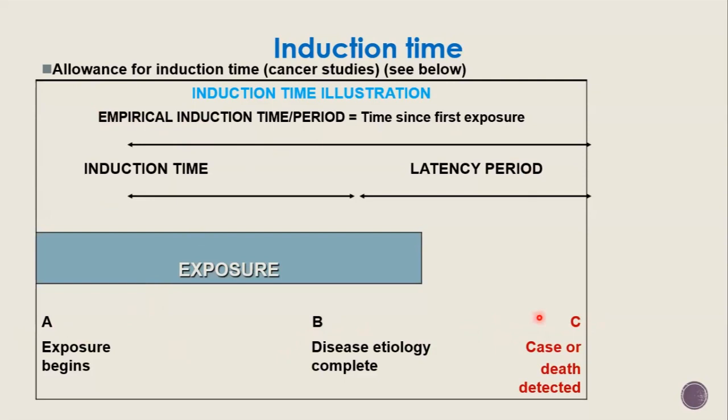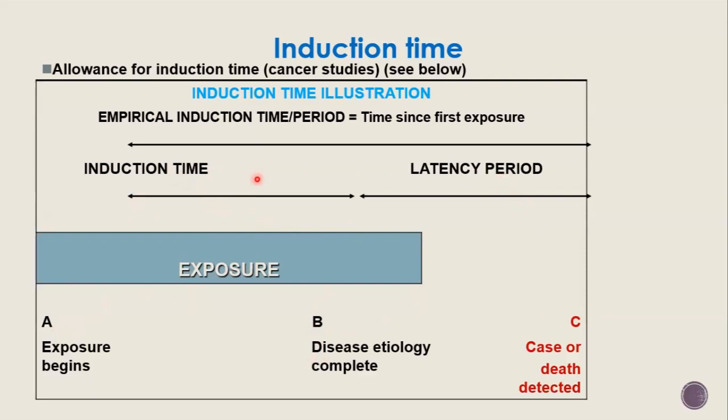So we're saying that the period from exposure to actually causing the disease is the induction time. This arrow needs to be realigned. So A to B is the induction time, and B to C is the latency period. So I just put those letters under the relevant areas to align it.